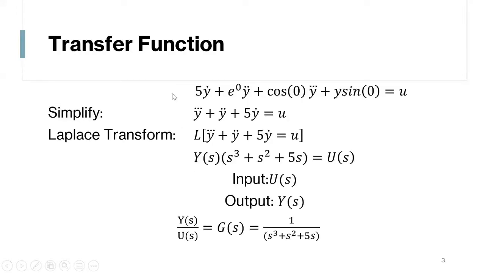First, we are going to find the transfer function. To do this, first simplify the function that we get at the beginning, and then use Laplace transform to get the frequency version of the function. Once you do that, you set the input as u and the output as y, and the output should be over the input, which will give you your transfer function that we call G(s).